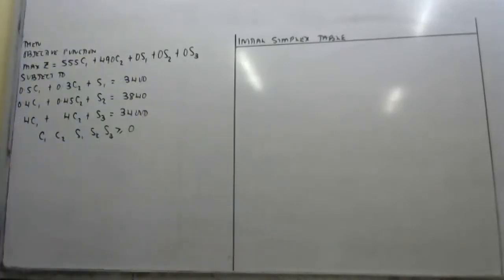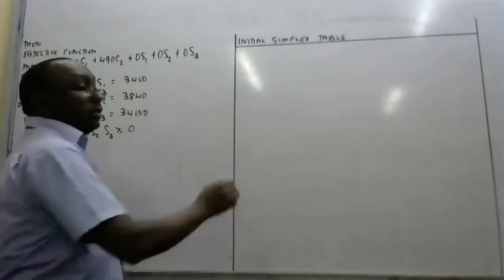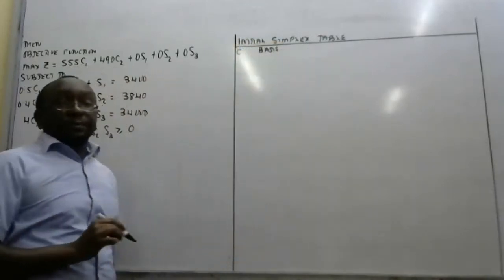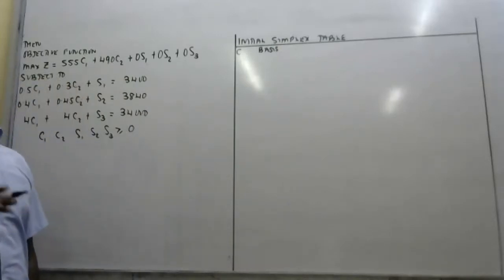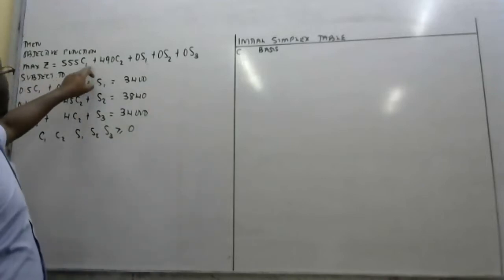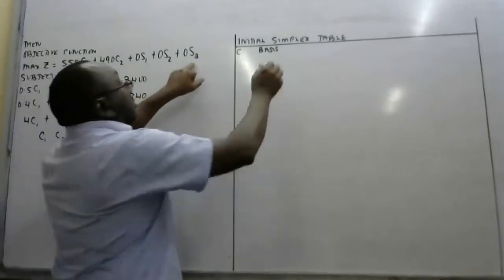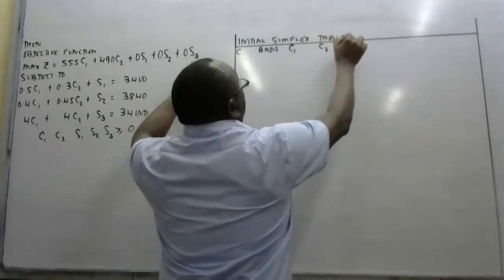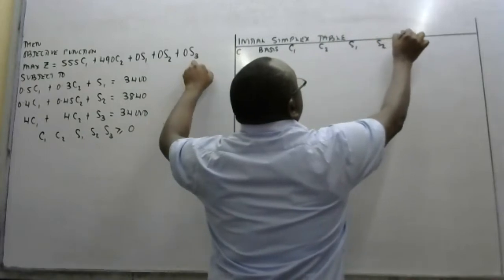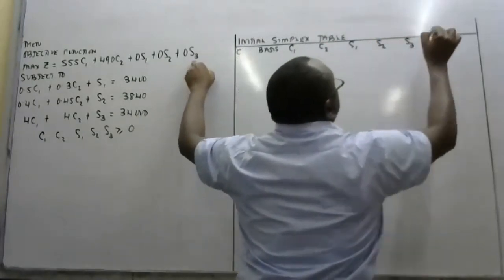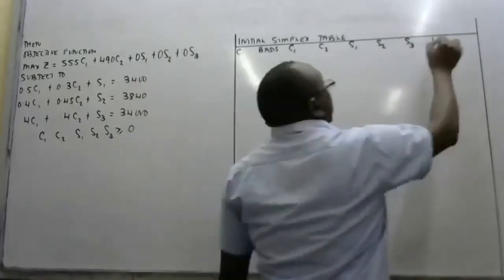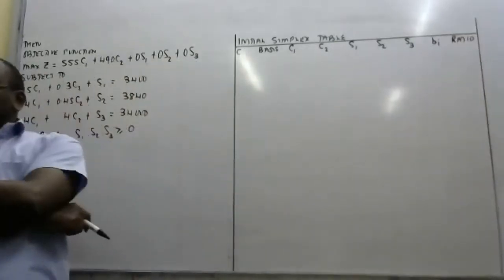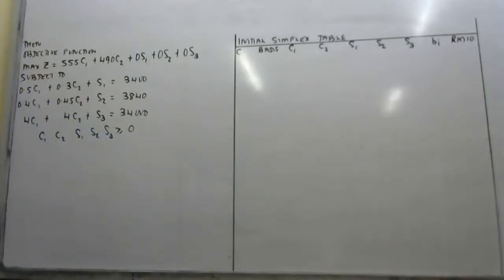So just hang the cards here on Zoom. For the initial simplex table, I told you we have a column called C. We have another one called basis. Those two will always be there. But the other columns depend on the question. So we have C1, C2, S1, S2, S3, and then BI. And maybe later on, we may require a space for ratio. Just leave space visually. You don't have time to draw those lines.